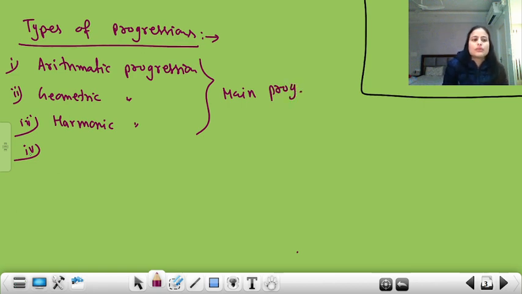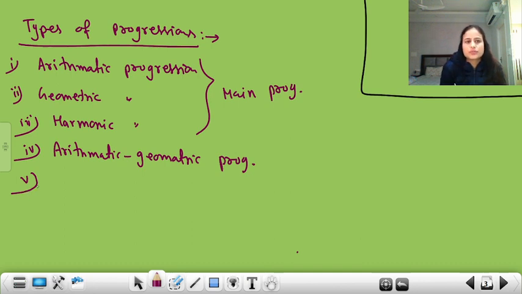We have one more, the fourth one is arithmetic geometric progression, and the fifth one is miscellaneous progression. So we have these five kinds of progression. So let's discuss them one by one.